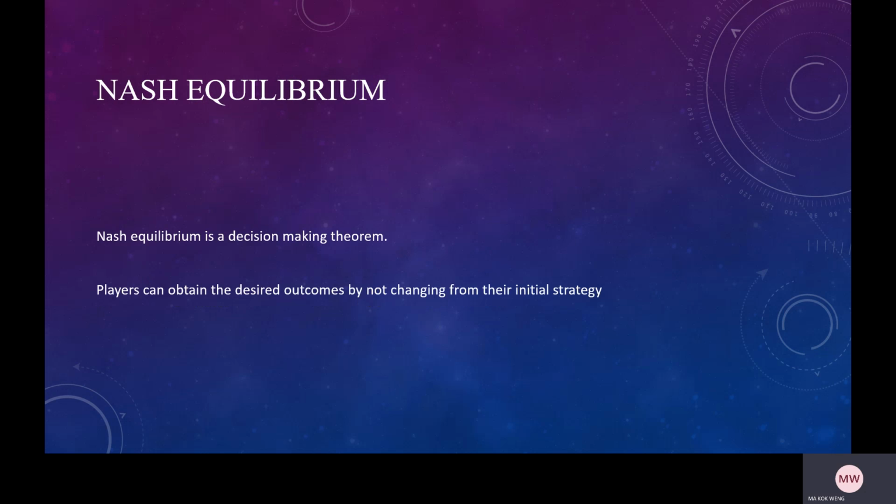Moving on to Nash equilibrium. Nash equilibrium is a decision-making theorem. It means that both player and the opponent can obtain their desired outcomes by not changing from their initial strategy.